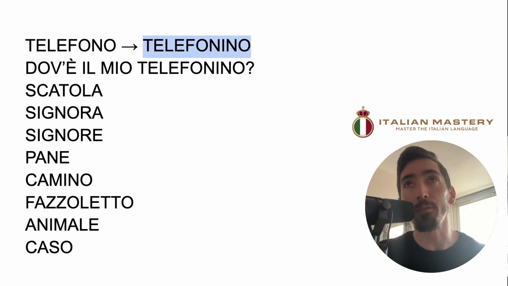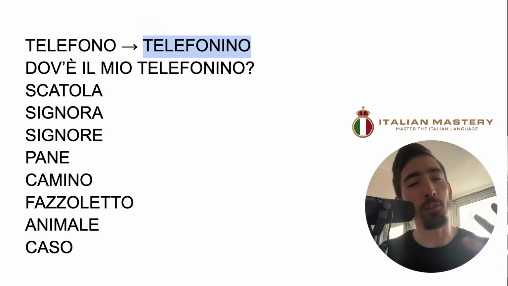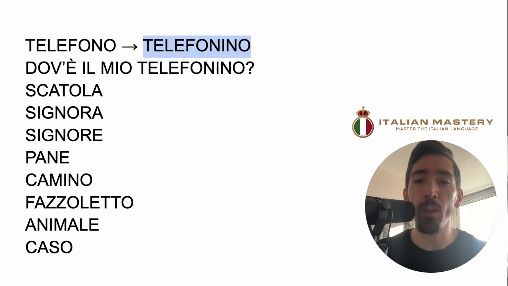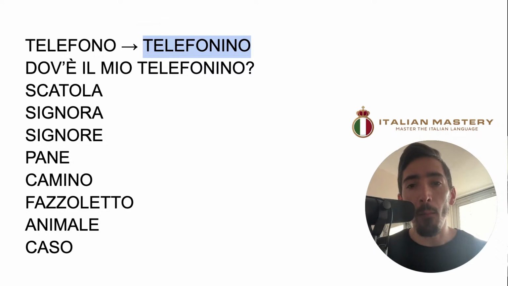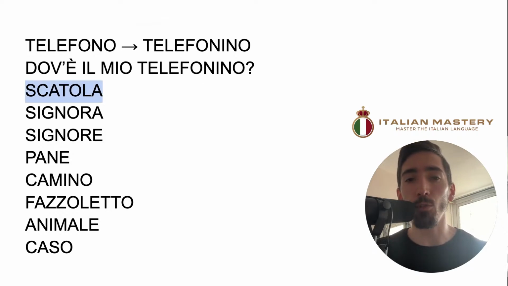Now, if you're telling a story and in the story there is a phone that is particularly small in size, then you could be using this. Of course, it's context dependent. Everything is context dependent. We all know that. But in everyday conversation, telefonino means cell phone. And it means cell phone because it's the altered version of the word telefono, which is phone. Right. What about scatola? And by the way, what does it mean? What's the meaning of scatola?